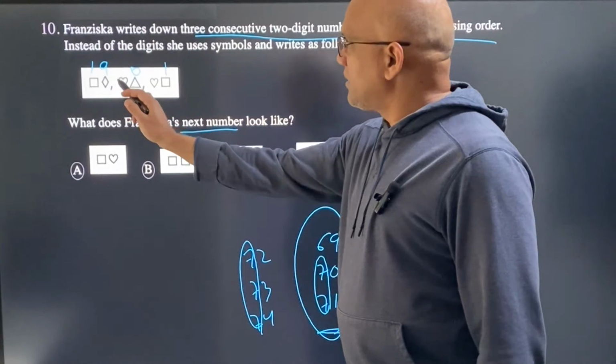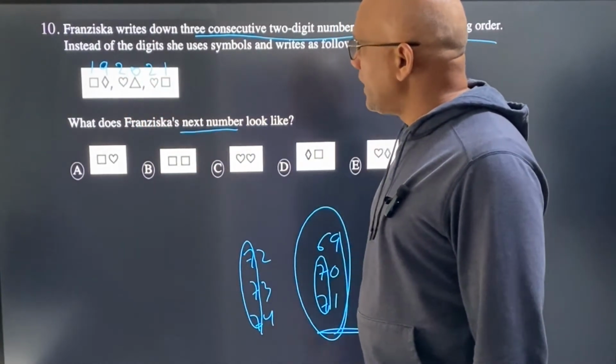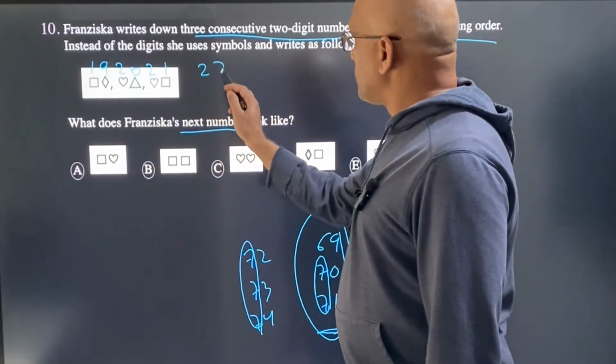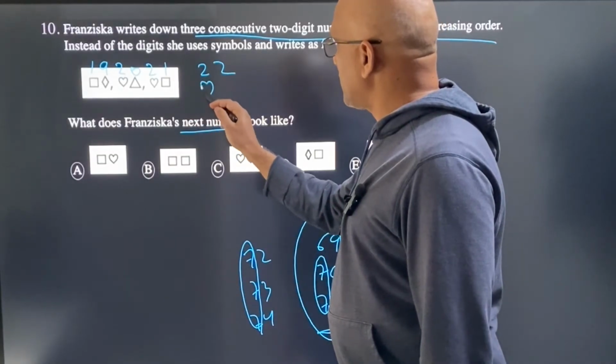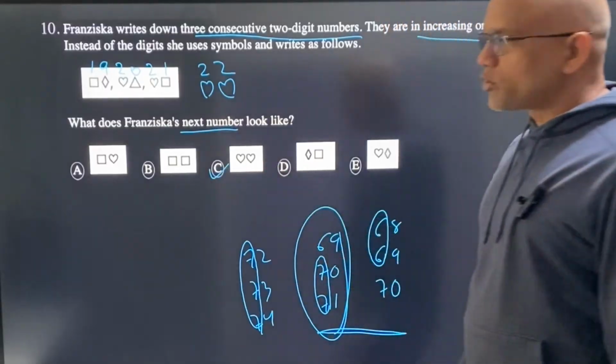If it is 19, the next number is 20, the next number is 21, right? So next number will be 22, and 2 is a heart. So right, 2 is a heart, so this will be 2 hearts. Then C is the correct choice.